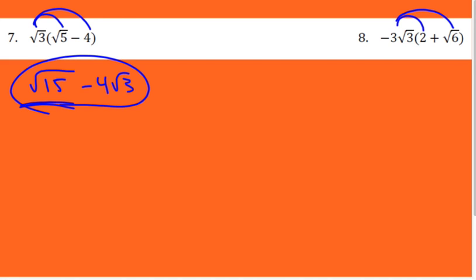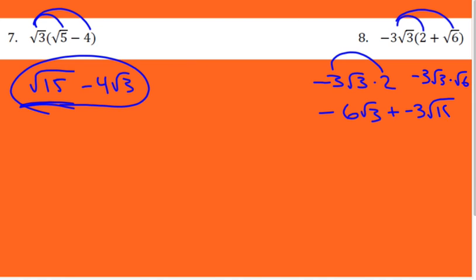So here, number 8, negative 3 square root of 3 times 2. It's on the outside, so that's going to be negative 6 square root of 3. Negative 3 square root of 3 times square root of 6 is going to be plus negative 3 square root of 18. Now, here's what I'm going to do next. I'm not done. I can simplify square root of 18.